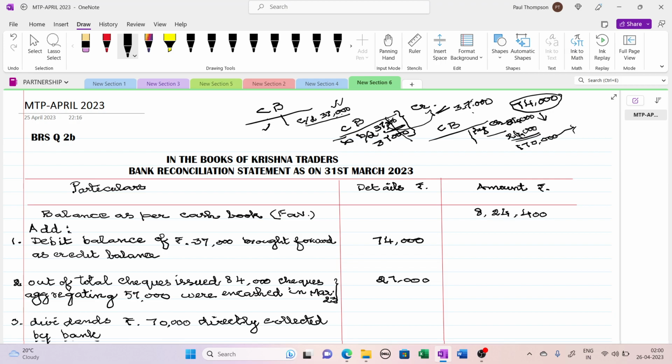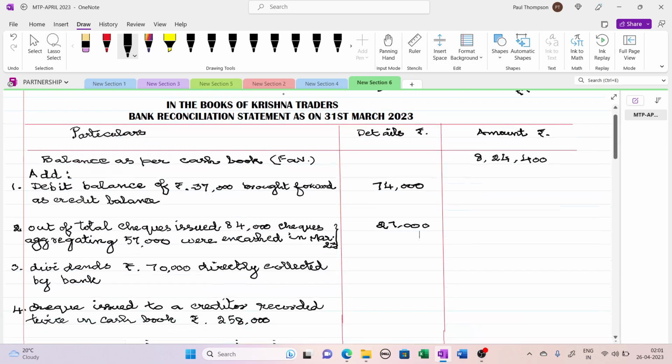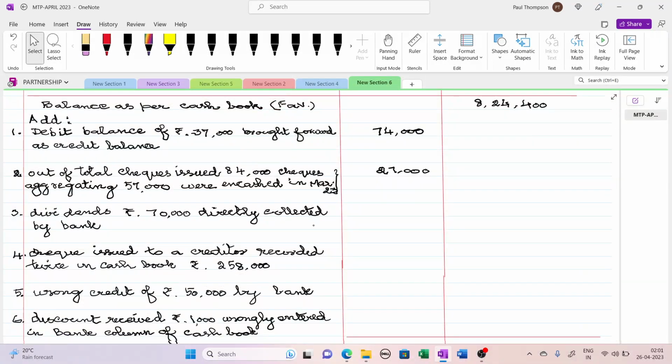Now moving on to the fifth entry. Dividend of 70,000 collected by bank. The bank has made a direct collection. So automatically they would have credited my account with 70,000. A direct deposit or direct collection will increase my balance in the passbook. So I have added that.